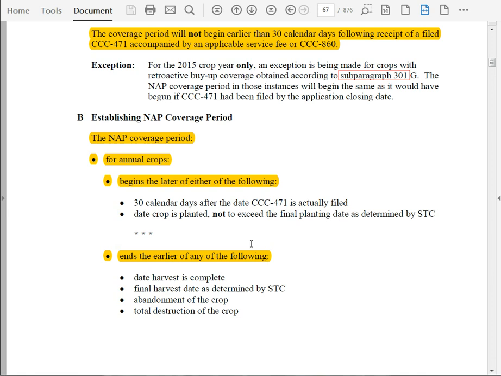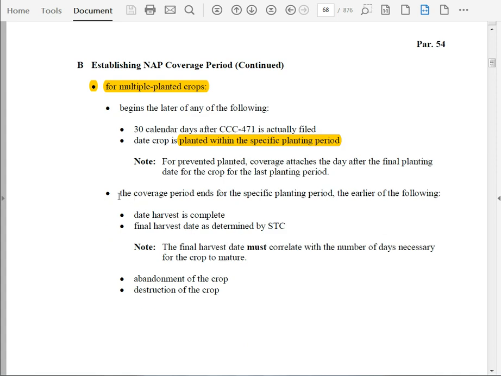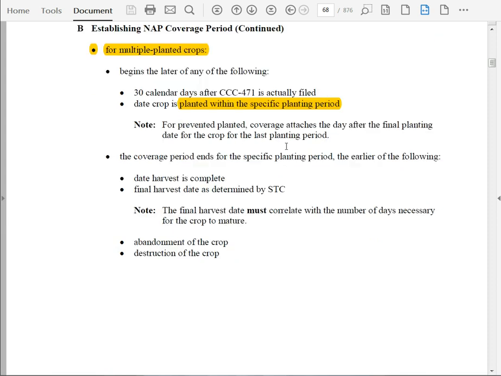And it ends the earlier of any of the following. The harvest date is the date harvest is completed, the final harvest date as determined by the state committee, abandonment of the crop, or total destruction of the crop. For multiple planted crops, that means crops that have multiple planting periods and are planted in succession, then the only big distinction is that the coverage period begins the date the crop is planted within that specific planting period.